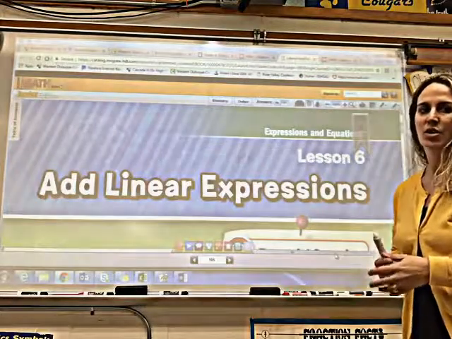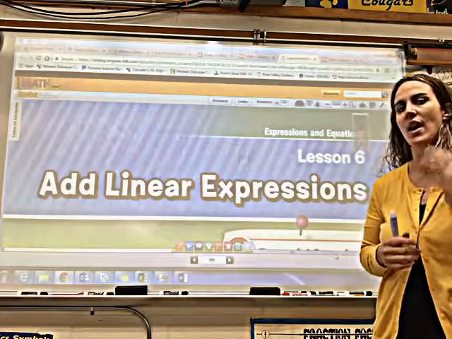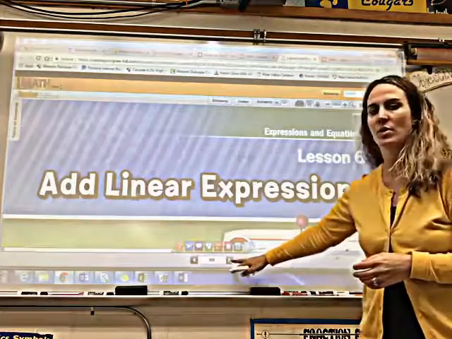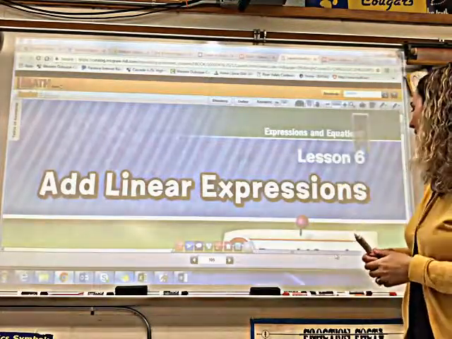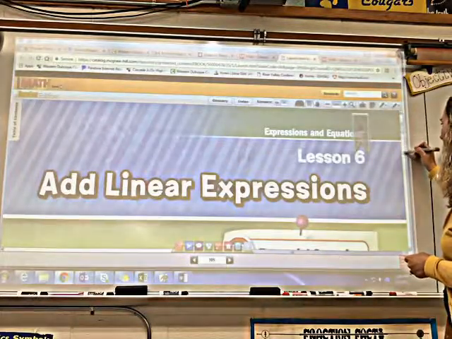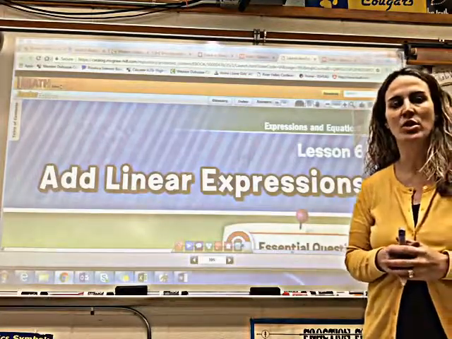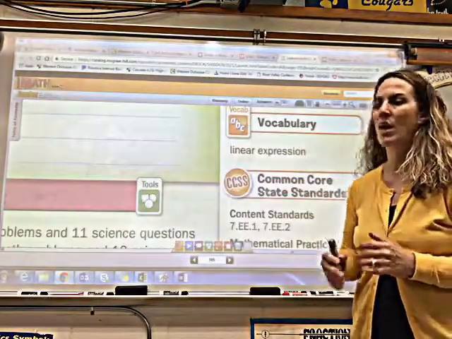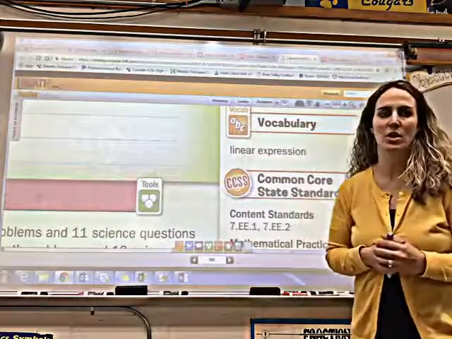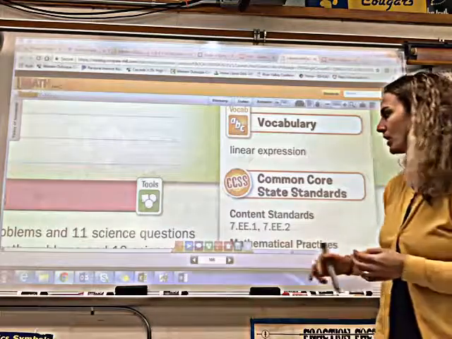Focus on adding linear expressions, which is going to be lesson 6 of chapter 5. In your book, it will start on page 395. Actually, we're just going to take note of the one vocabulary word that you have in this lesson. You'll be able to note underneath your vocabulary that it is linear expression. So please take a moment on your vocab web and make sure that you do get linear expression, the definition in your own words, and an example put into that.